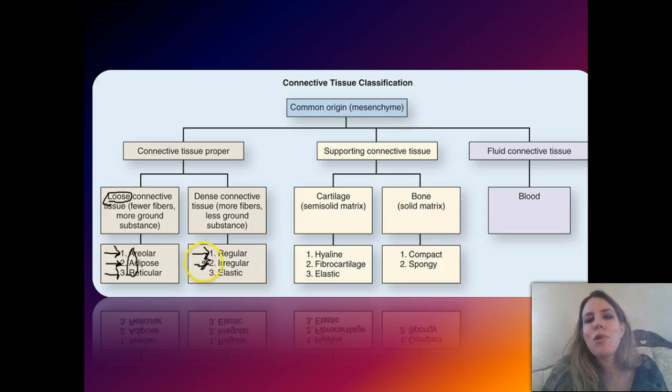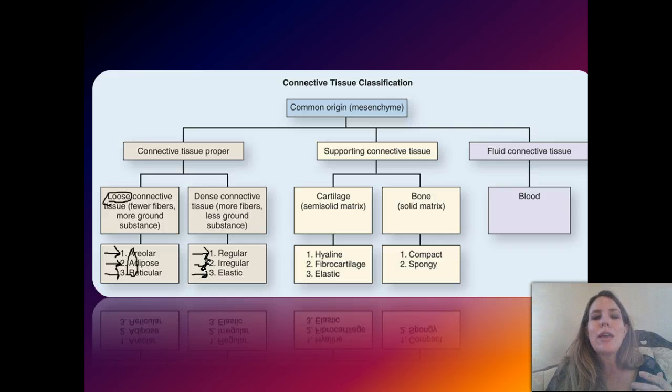So you can see memorizing these charts will really help you keep it straight. We have dense regular, dense irregular, and the third kind is cool. It's called dense elastic connective tissue proper. Elastic means it's stretchy. And that's really important because a lot of places in our body need to be able to stretch the tissue out. So elastic connective tissue is going to have a lot of elastin, a lot of elastic protein fibers that will snap back into place after you've stretched them.